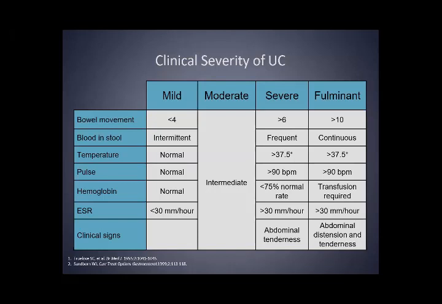In mild disease, you will have less than 4 stools with intermittent blood, but the patient is not that toxic, pulse is okay, he is not anemic, and ESR is less than 30. But in moderate and severe disease, the patient is toxic, tachycardic and anemic, with ESR more than 30 and even CRP more than 35. So these are the bad prognostic markers. Abdominal distension with tenderness is seen in fulminating colitis or toxic megacolon. So these are the grades of severity of ulcerative colitis.